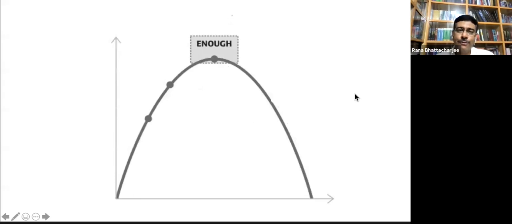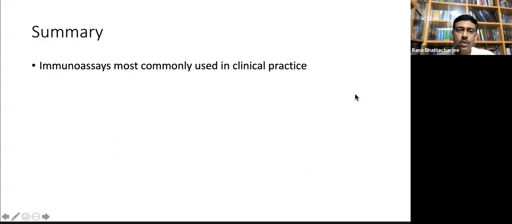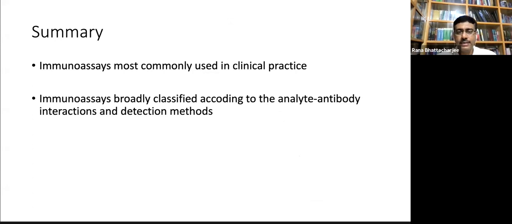We have had enough. So let me summarize what has been discussed till now. Immunoassays are the most commonly used technique in our day-to-day clinical practice. They are broadly classified depending on the analyte-antibody interaction and also their detection methods.